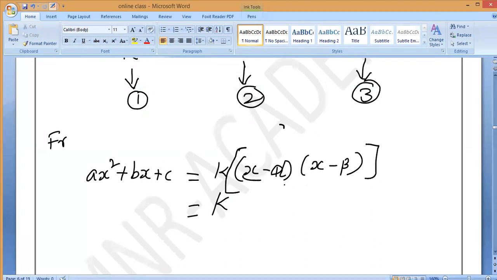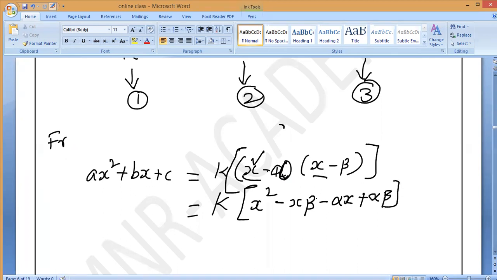Here you can see x into x is x square. Next, x into minus beta is minus beta x. So with the x term it is over. Now minus alpha you have to multiply: minus alpha into x is minus alpha x. Next, minus alpha into minus beta is plus alpha beta. Is there any doubt in this?